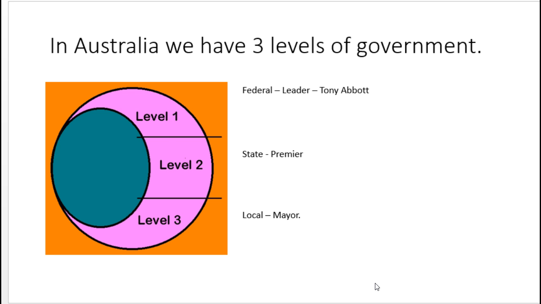So you have 3 levels of government in Australia. You have the top level, which is federal, for the whole country. A state level, such as Queensland, where our Premier is the head. And our last level is our local government, and the mayor is the head of those governments.